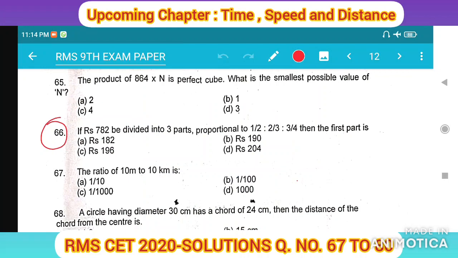Okay, now continue from the 67th question. We have already completed 66 questions. Now we continue from 67 of the RMS 9 class exam paper, which was held on 19th September 2021.